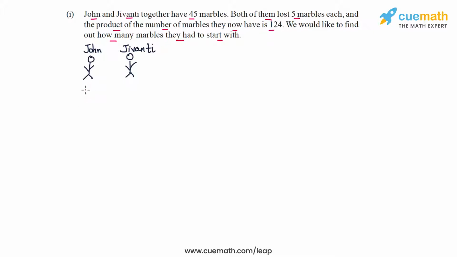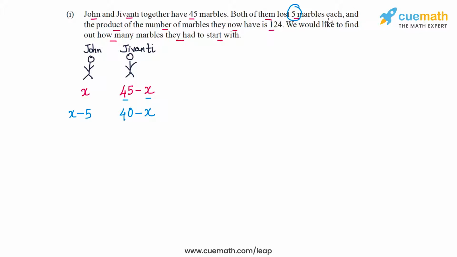Let's say that John had X marbles, which means that Jivanti would have 45 minus X marbles, because the total of their marbles should be equal to 45. Now both of them lost 5 marbles each. So now John will have 5 marbles less, so he will have X minus 5 marbles, and Jivanti will have 45 minus X minus 5, which is 40 minus X. So Jivanti will have 40 minus X marbles now.